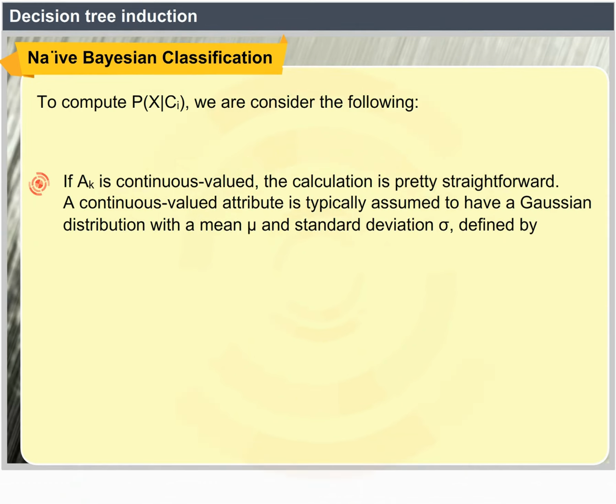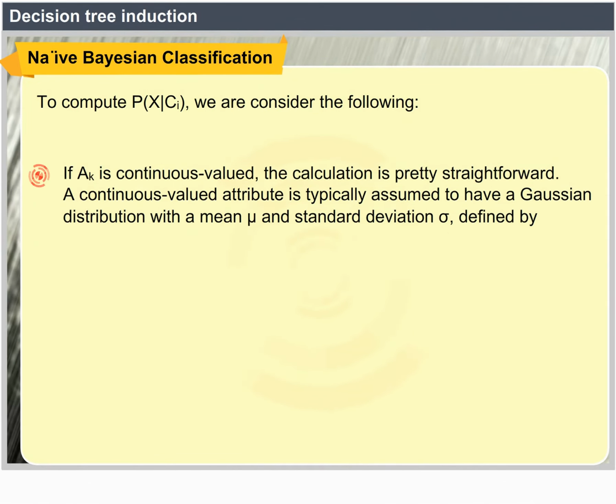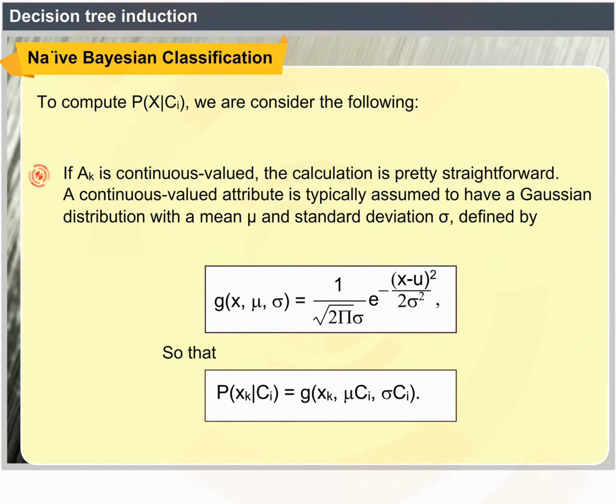If Ak is continuous valued, then we need to do a little bit more work, but the calculation is pretty straightforward. A continuous valued attribute is typically assumed to have a Gaussian distribution with mean mu and standard deviation sigma, defined by g(x, mu, sigma) equals 1 by square root of 2 pi sigma times e to the power of minus (x minus mu) whole squared divided by 2 sigma squared, so that P(xk|Ci) equals g(xk, mu Ci, sigma Ci).